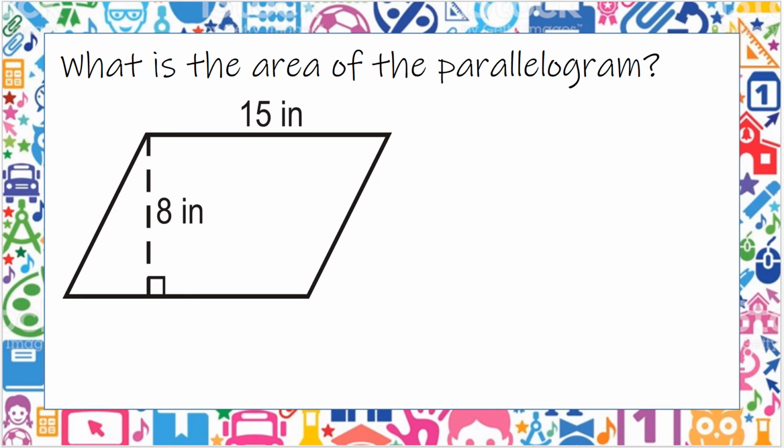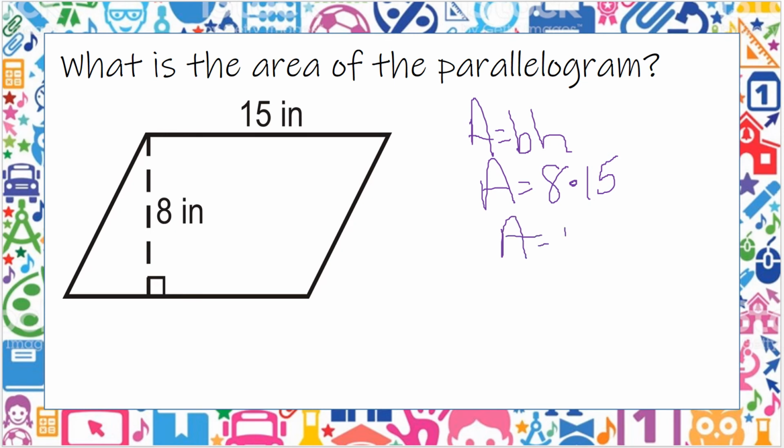What is the area of the parallelogram? Well, that is just base times height. They only give you 2 here. So you're going to say 8 times 15, or 15 times 8. Does not matter which order you do. When you multiply together, you do get 120. And remember, we are dealing with area, so that is always units squared.